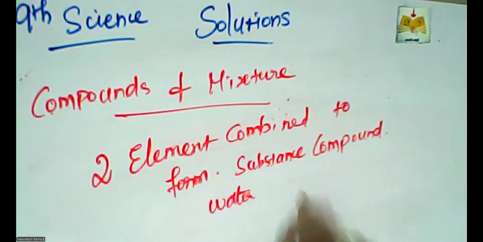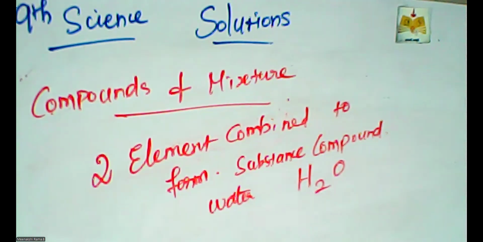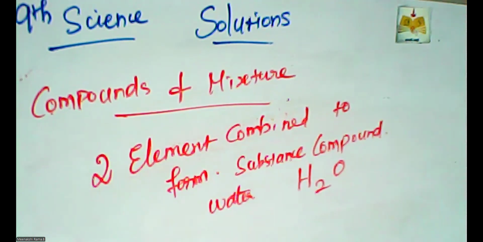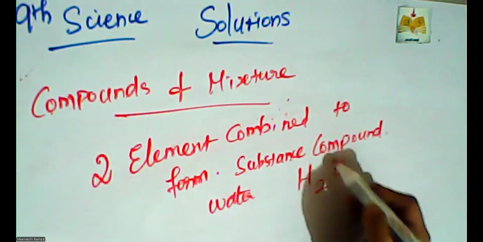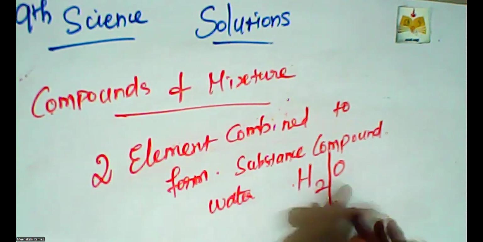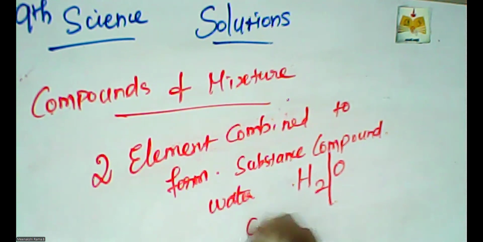Water. What is the formula of water? H2O. Hydrogen and oxygen join together to form one substance, that is two parts of hydrogen and one part of oxygen combine to form a water molecule. Carbon dioxide: carbon and oxygen, these two elements join together to form carbon dioxide, one part of carbon and two parts of oxygen.